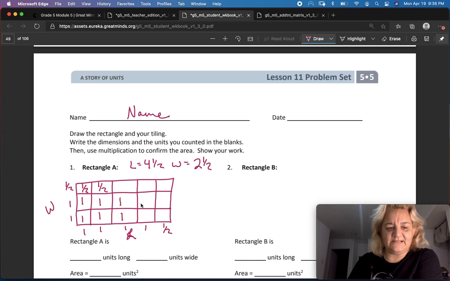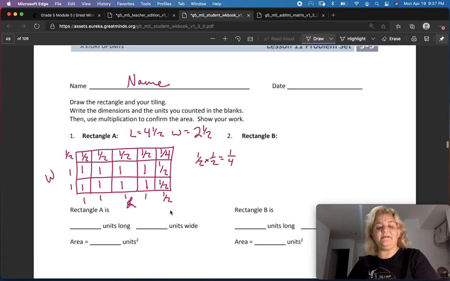So I'm doing length times width, right? Half times 1 is a half. I'm doing it for each little square. Width of 1 times length of 1 is 1. 1 times 1 is 1. Now I've got 1/2 times 1 is 1/2. Now be careful, this isn't 1. So 1 times 1/2 is 1/2, and 1 times 1/2 is 1/2. And now I've got 1/2 times 1/2 equals 1/4. Do you remember that? 1/2 times 1/2, we just multiply straight across, and we would get 1/4 here.